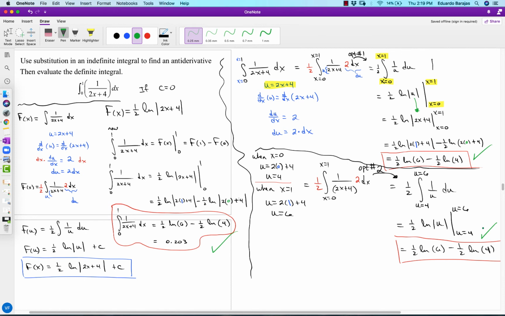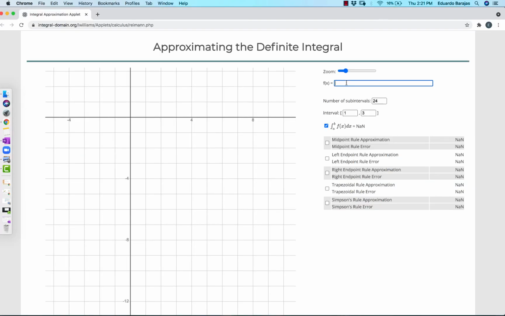Okay, so we can also use technology to confirm our work. Typing in 1 divided by, and I'm going to make sure to put parentheses there to include the entire denominator. That would be 2x plus 4, close parentheses. We get that, and we want to go from 0 to 1, and then let's zoom into here.